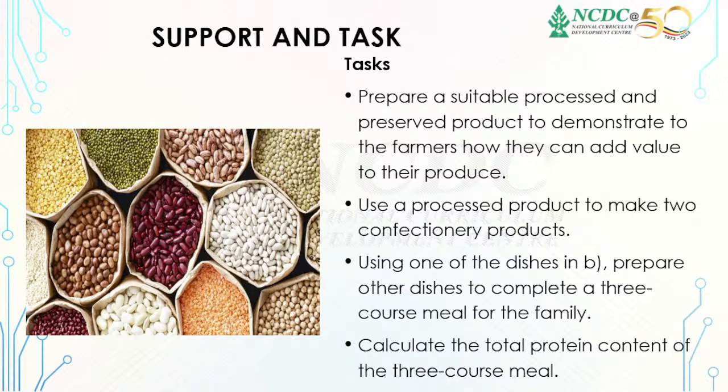And then, using one of the dishes in B, prepare other dishes to complete a 3-course meal for the family. That means they would use any of the 2 products. If they have used a cake, probably that would be the 3rd course, and so they will plan for the first and 2nd course. You can also use soya in making a soup, so probably that would be a 1st course. So then they would plan for the 2nd and 3rd course. Then of course, in the calculation, we all know that there is always a calculation, so I don't have to labor on that.